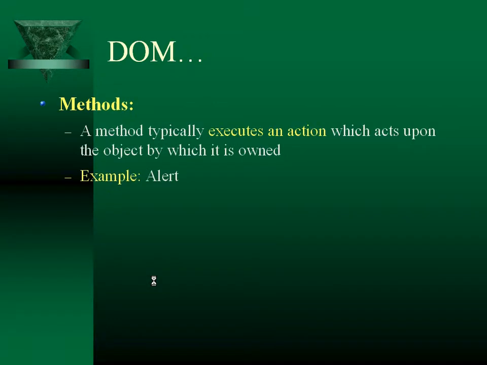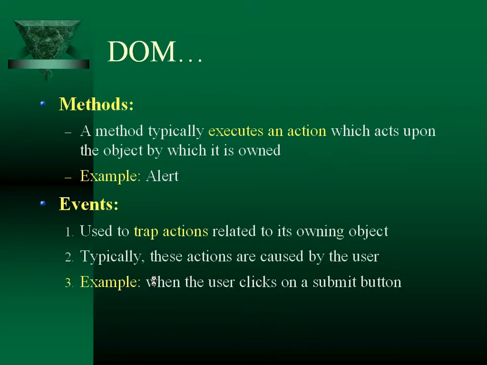Methods. A method typically executes an action which acts upon the object by which it is owned. For example, alert. Then coming to the events. Events are used to trap actions related to its owning object. Typically, these actions are caused by the user. For example, when the user clicks on a submit button, some event will occur.